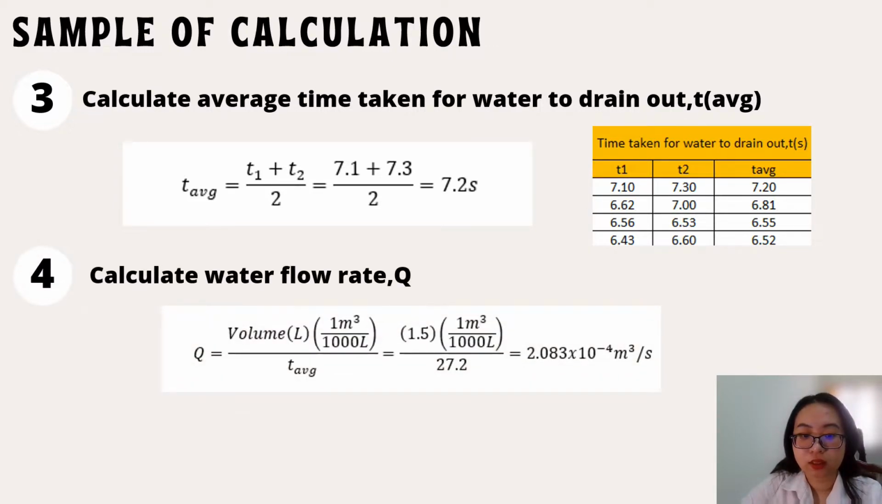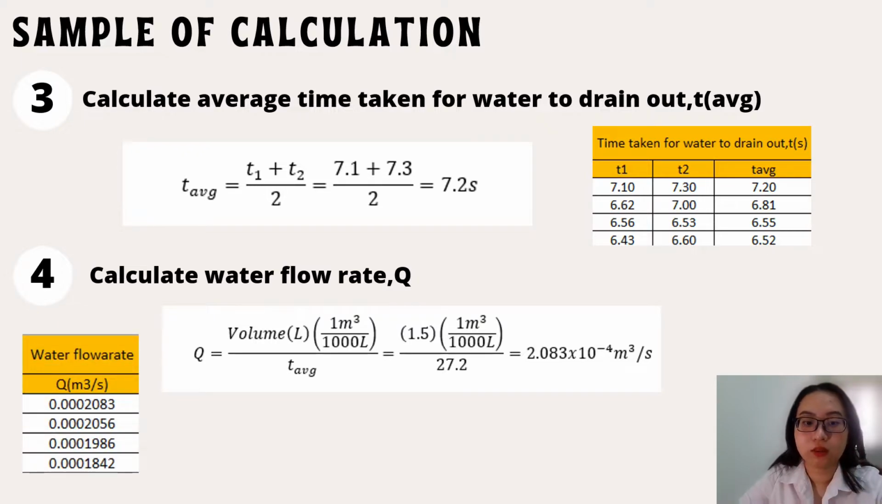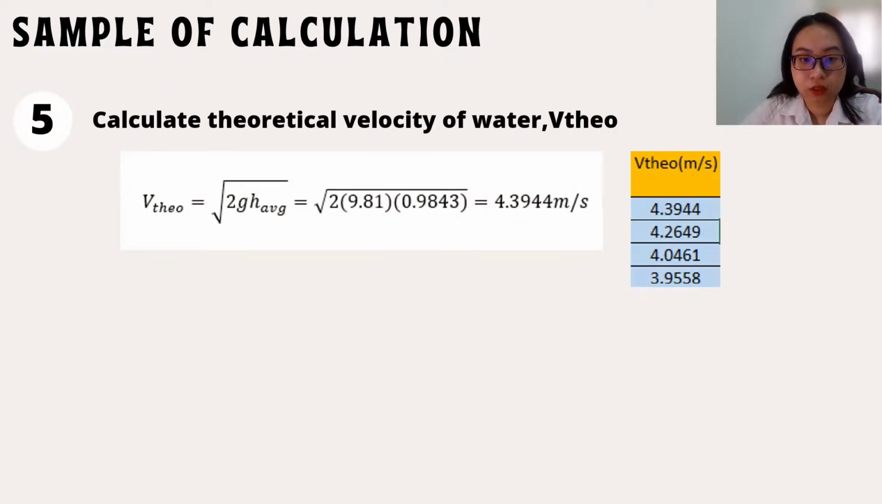And 4, calculate the water flow rate by using the volume and divide it by T average that we calculated at step 3. Next, we have to calculate the theoretical velocity of water, V theo, by square root of 2 times gravity and also the h average calculated previously. By using this formula, we can get the theoretical value for our water velocity.